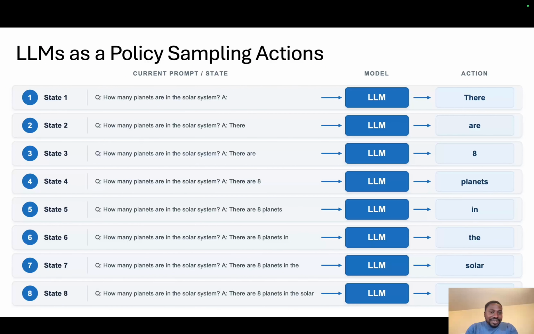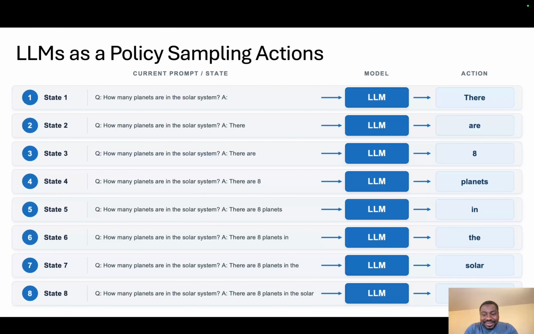An LLM ultimately can be seen as a policy, speaking from a reinforcement learning perspective. It's a policy that is sampling actions, and those actions are typically tokens. An example is if you take something like "how many planets are in the solar system", and this represents a single state. You feed this into an LLM, it starts generating output, and it says "there", and you append that back to the context. This becomes another state, and you continue doing this until you have a full response.